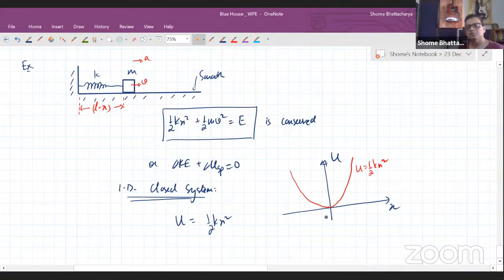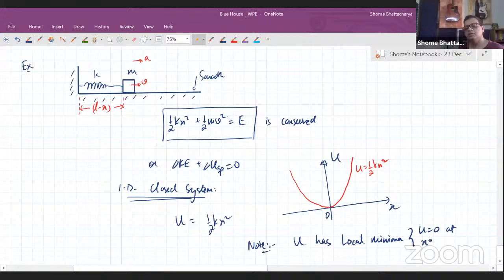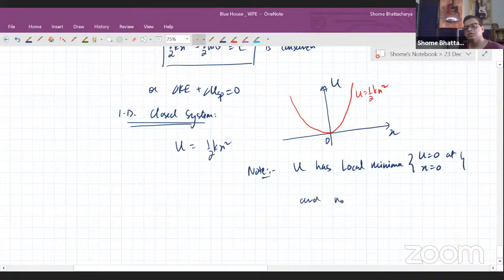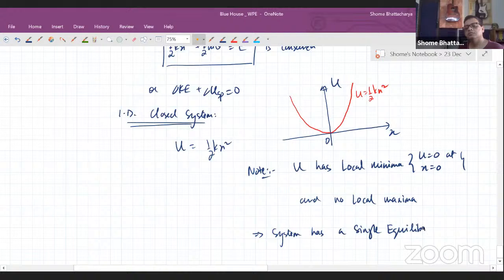So the potential energy has a minima at the point x equal to 0. So U has a local minima of U equal to 0 at x equal to 0, whereas it has no local maxima. So that implies here that the system has a single equilibrium point, and that is at x equal to 0.